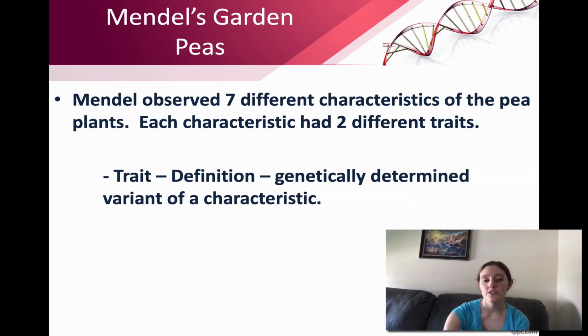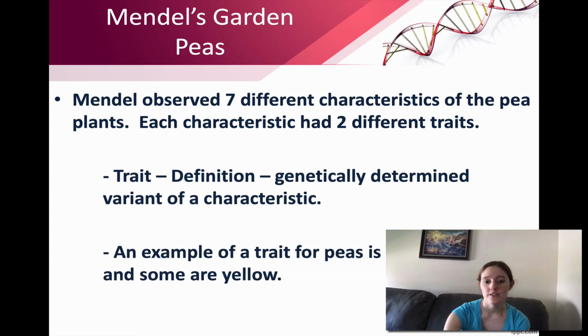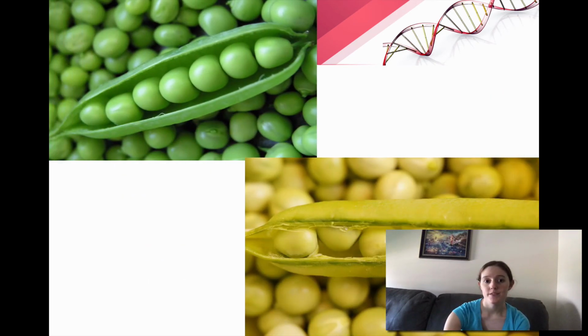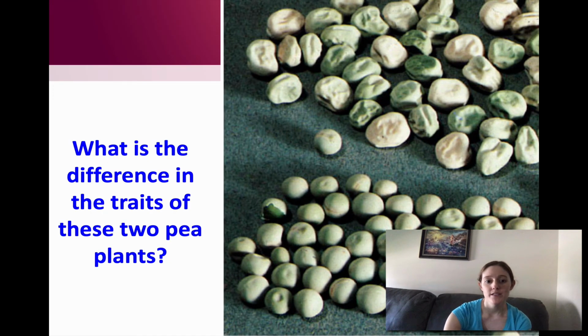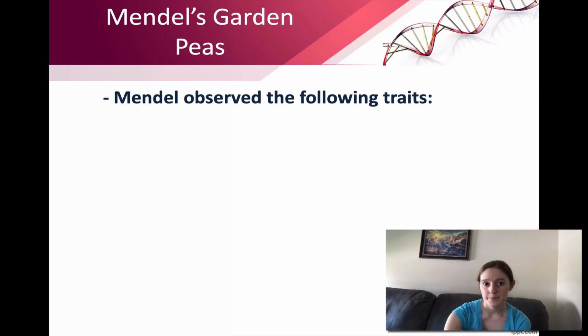Now, a trait is a genetically determined variant of a characteristic. So, for example, a characteristic would be the color of the pea plant, and the 2 traits would be green or yellow. So there's our green pea plant and our yellow pea plant. So what's the difference in traits of these 2 pea plants? Well, the characteristic would be the texture of the seed, and the 2 traits would be either round or wrinkled.